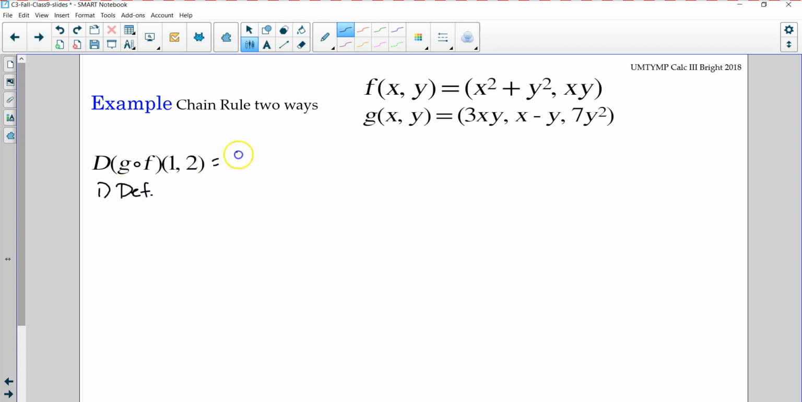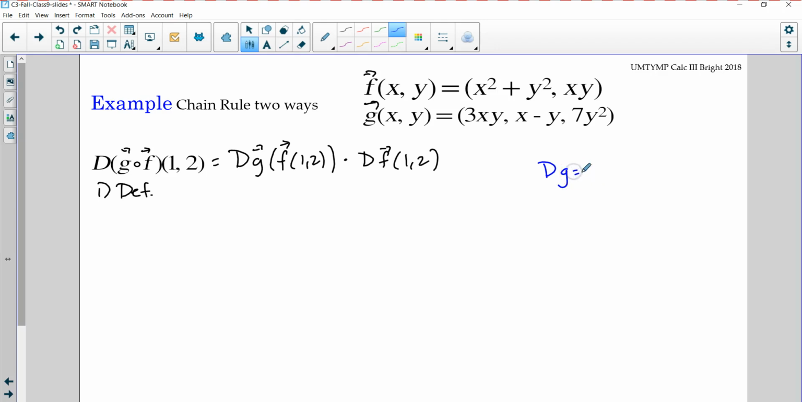Alright, so this is going to be d of g of f of (1, 2), and here I should make this into a vector, but I'll skip that for right now. Yeah, these should be vectors, and then times d of f of (1, 2). Alright, so I should probably do some work off to the side here. So let's come over here and do dg.